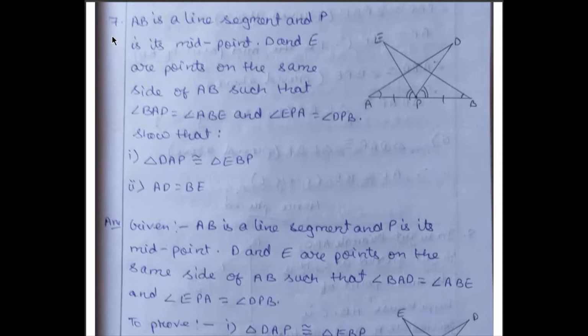Look at the question. AB is a line segment and P is its midpoint. D and E are points on the same side of AB such that angle BAD and ABE both are equal. Angle EPA equals angle DPB. Show that these two triangles are congruent and AD is equal to BE. The diagram is also given in this question.